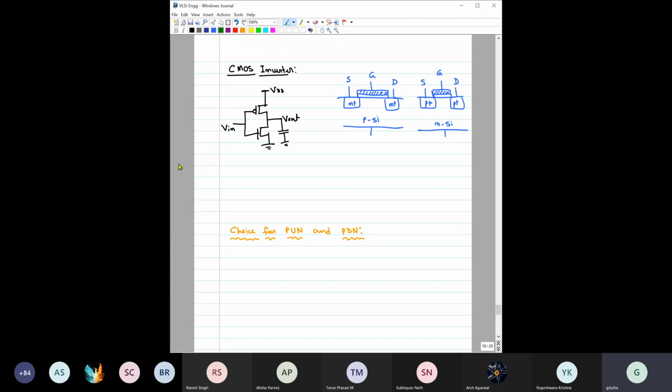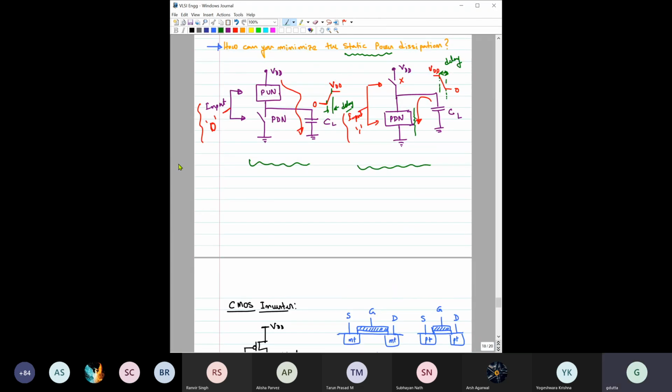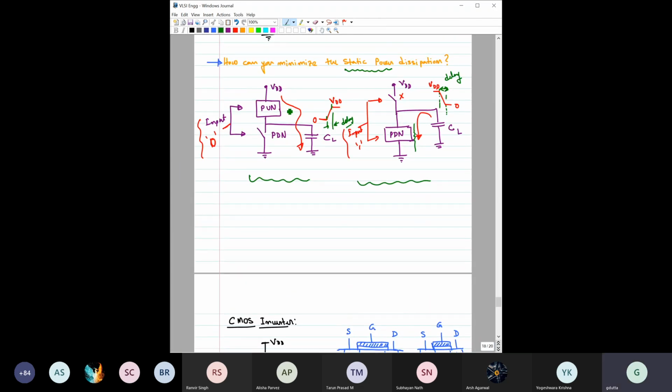Okay, so what are the components do you think that would help us to implement these two criteria? That there will be no direct path when the input is 0 or 1, logic 0 and logic 1.